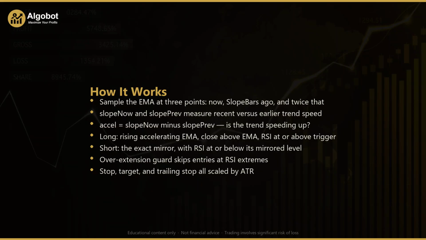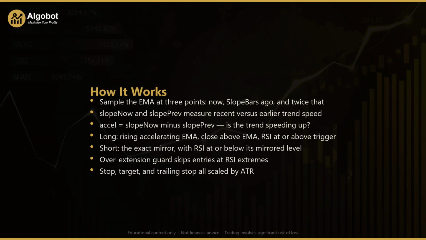First, the acceleration measurement. The strategy takes the exponential moving average and samples it at 3 equally spaced points. The value at the just closed bar, the value a number of bars earlier set by the slope bars parameter, and the value twice that distance back. From these it builds two speeds. The recent speed, called slope now, is the difference between the newest sample and the middle one. The earlier speed, slope prev, is the difference between the middle sample and the oldest one. Subtract the earlier speed from the recent speed, and you get acceleration. A positive number means the trend is gaining pace.